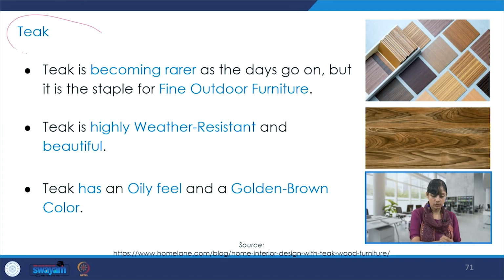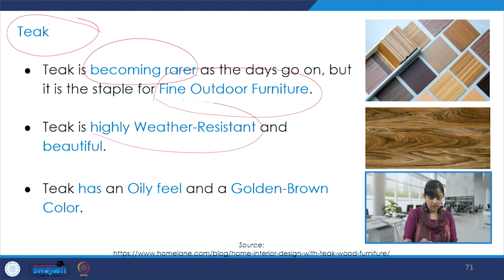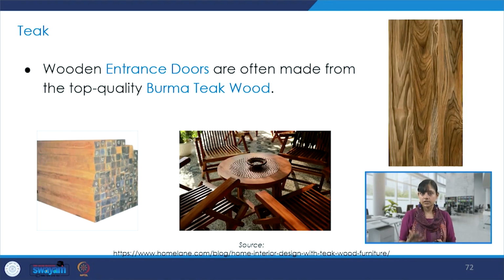Then there is teak, of course, very popular, but it is becoming rarer because we are talking about forest laws and environmental concerns. But it's quite suitable for fine furniture, both interior and outdoor. Highly weather resistant, very beautiful to look at. It has an oily feel. It has a very, very beautiful color pigment also, which is natural golden brown. Wooden entrance doors are often made from top quality Burma teak wood. Very popular, quite exquisite, very expensive also.